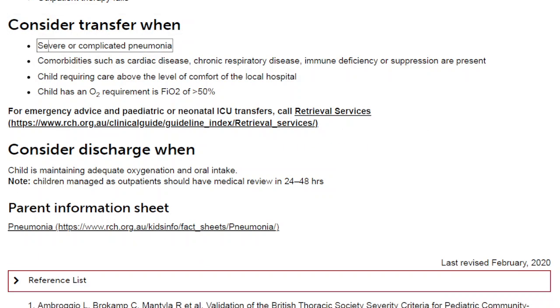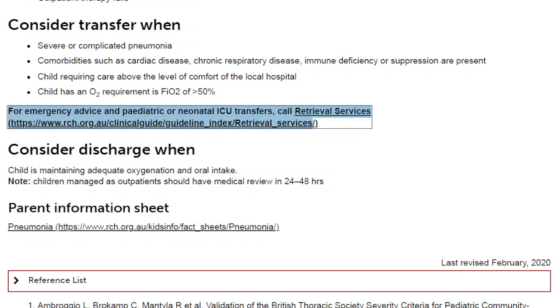Consider transfer when severe or complicated pneumonia, or comorbidities such as cardiac disease, chronic respiratory disease, or immune deficiency or suppression are present. Also consider transfer for a child requiring care above the level of comfort of the local hospital, or a child whose oxygen requirement is FiO2 greater than 50%.